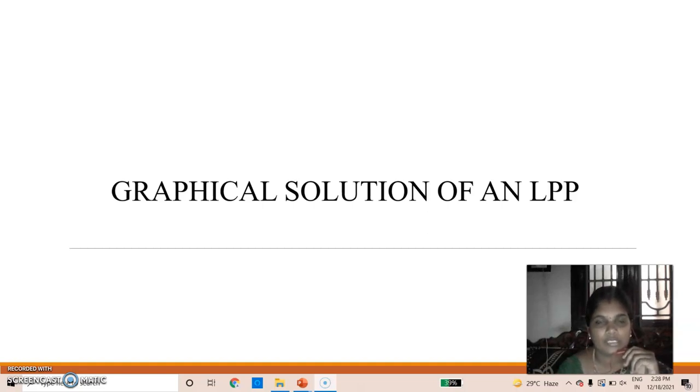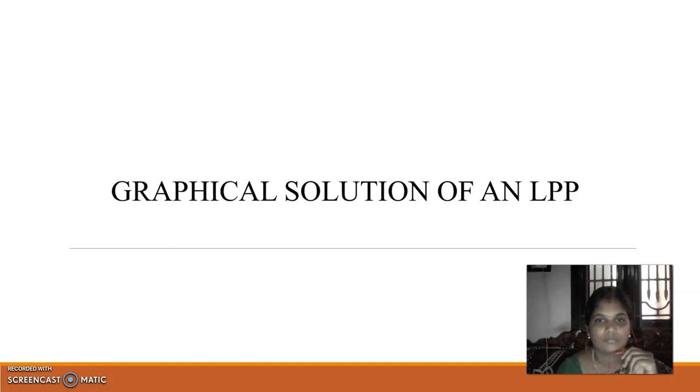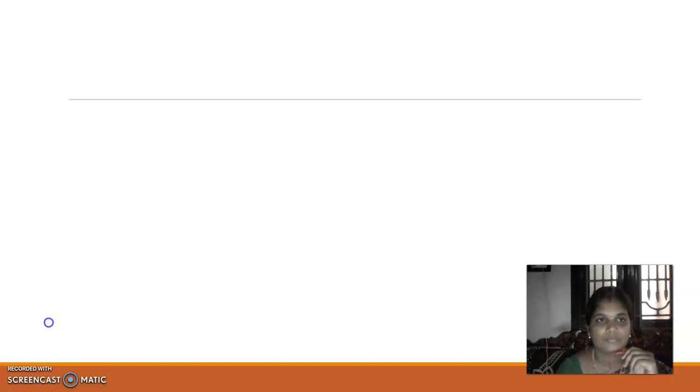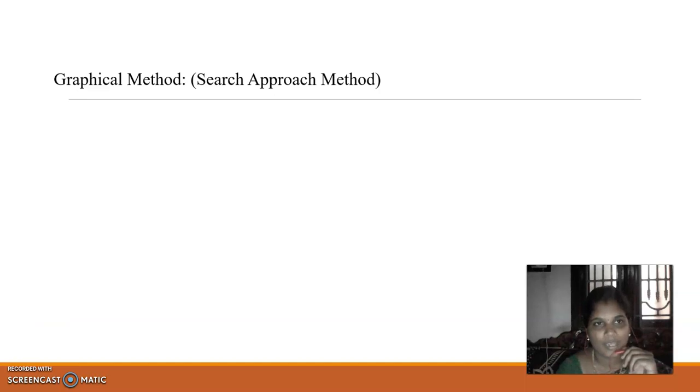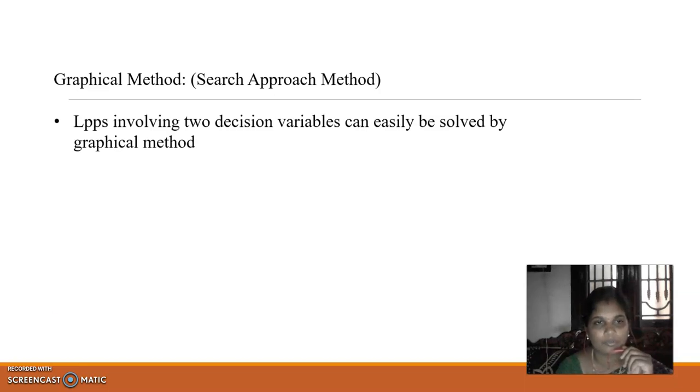Today we are going to see how to find the optimum solution of the given linear programming problem using the graphical method. Let's see about it. The other name for graphical method is search approach method. And when can we find the optimum solution using the graphical method? If the given LPP has only two decision variables, we can solve it using the graphical method. That is given in the first point.